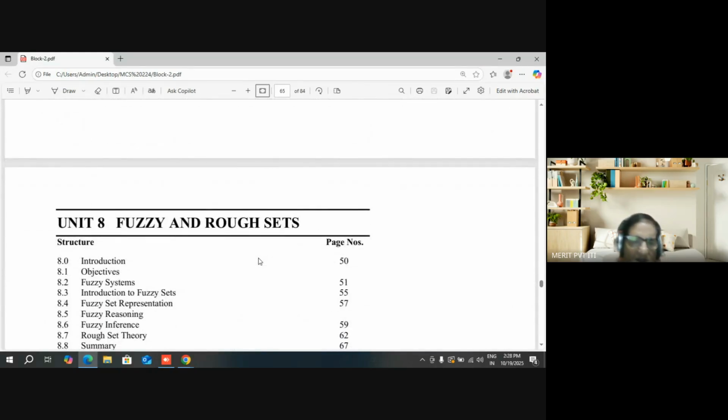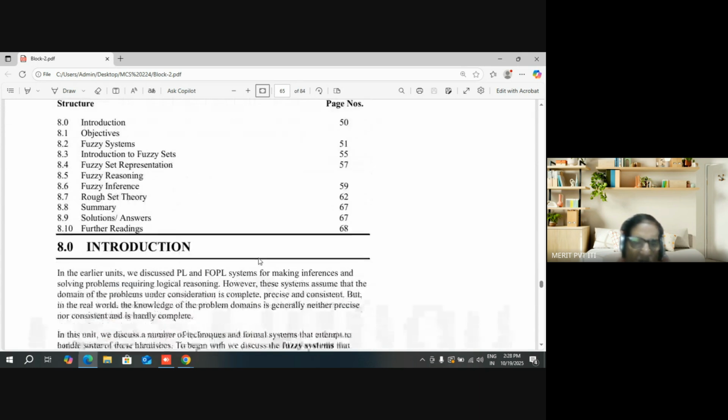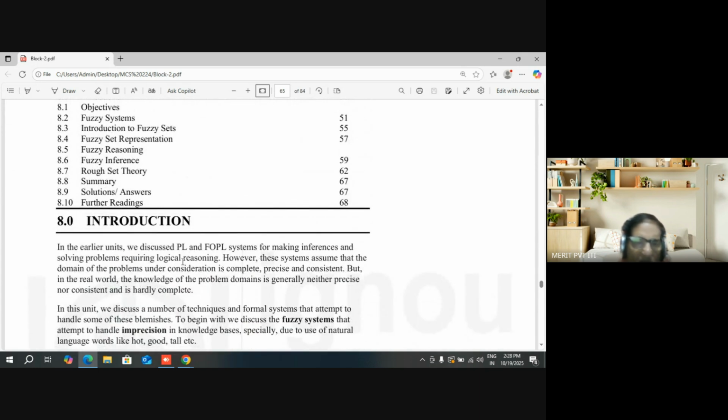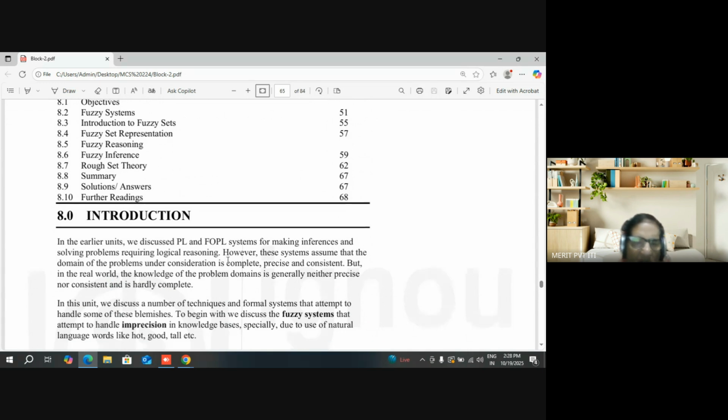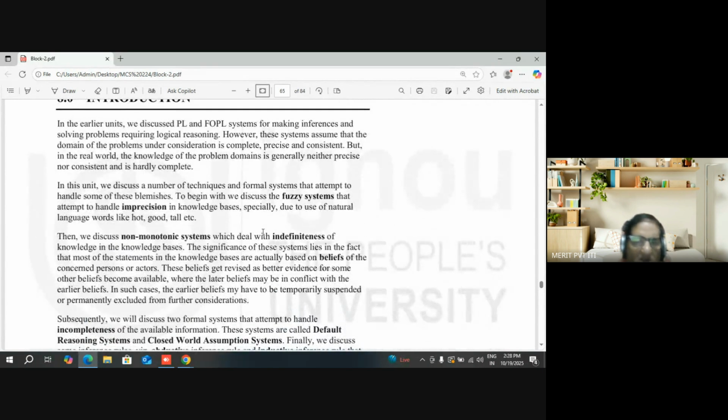Fuzzy or rough sets, which we covered later. So what does a fuzzy set tell us? In an earlier unit we discussed propositional logic and first-order predicate logic, but now we said fuzzy systems attempt to handle imprecision in knowledge bases, especially due to the use of natural language words like hot, good, tall, etc. We discussed non-monotonic systems, which deal with indefiniteness of knowledge in the knowledge base.